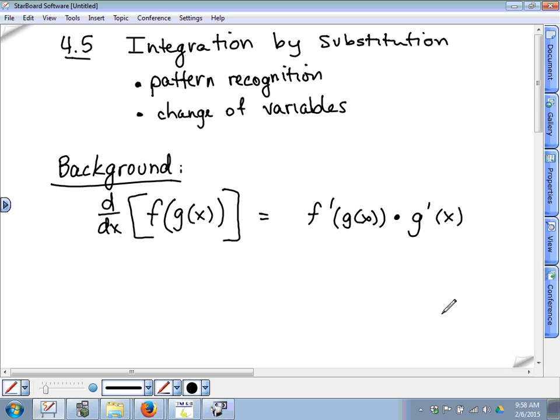Now we're going to do some integral chain rules. That's where I was heading. What if you had an expression like this, and you took the integral of that? Isn't the integral the opposite process of a derivative? Yes. So what would we end up with? F of g of x.